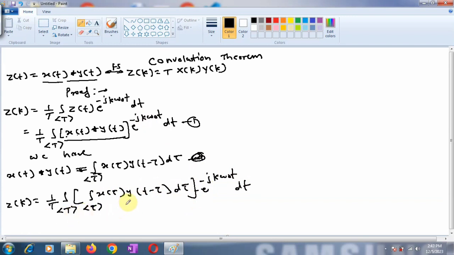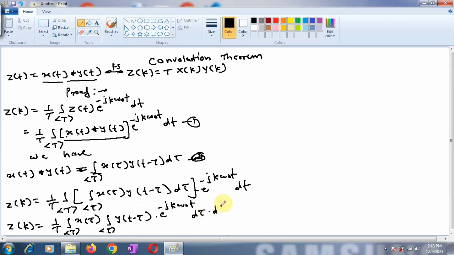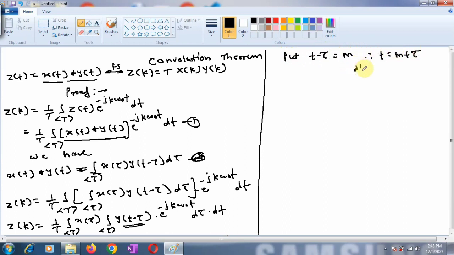Now we'll simply interchange the order of integration. So we will get z of k is equal to 1 by T over the period T. Let's take this x of tau outside. Integration over the period T, y of t minus tau into e raised to minus jk omega 0 t into d tau into dt. Now we'll substitute t minus tau is equal to m. So put t minus tau is equal to m. Therefore t is equal to m plus tau and dt is equal to dm. Now we'll put all these in the above equation.